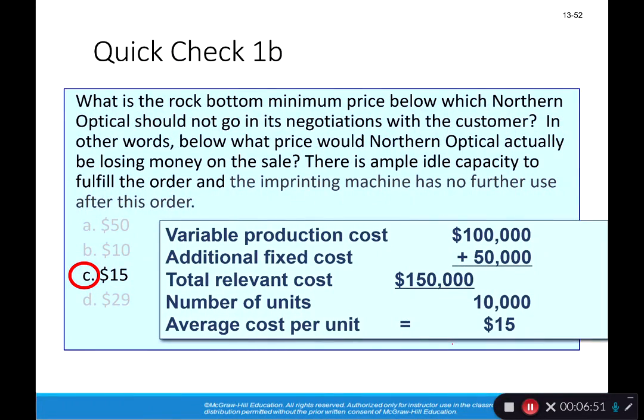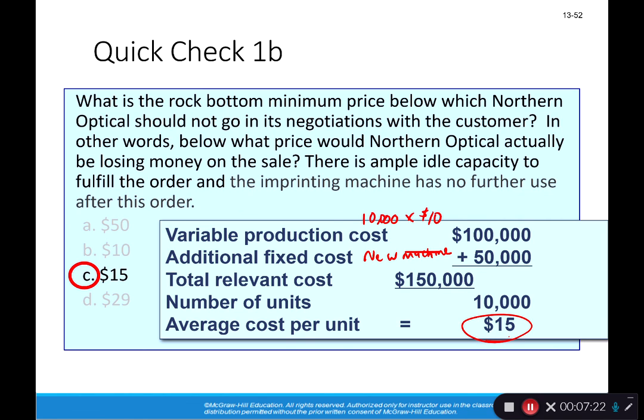The other way to do it, if you're not going to do it on a per unit basis, is you can do it in total. So that's what they did here. The variable production cost would be the 10,000 units that the special order desires times the variable cost of 10 per unit. The additional fixed cost is the total 50,000 for the new machine. That gives us the total cost that we need to recover, and then divide that by the number of units to get to the average cost per unit.